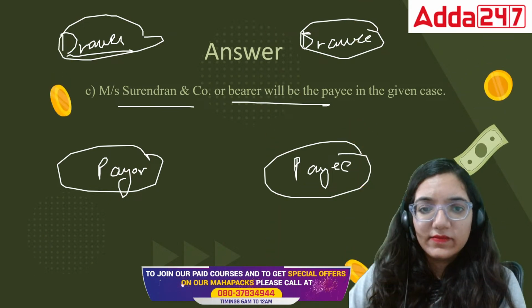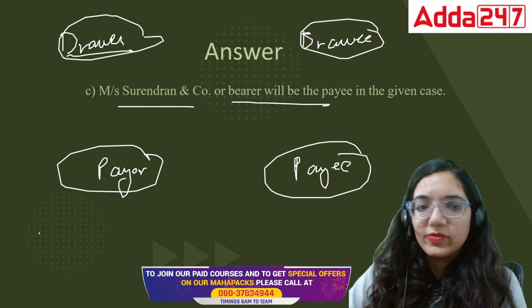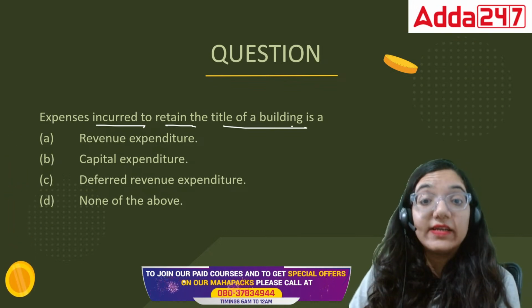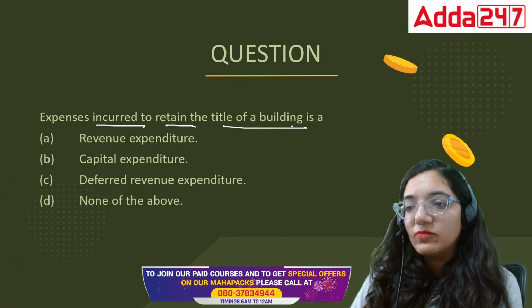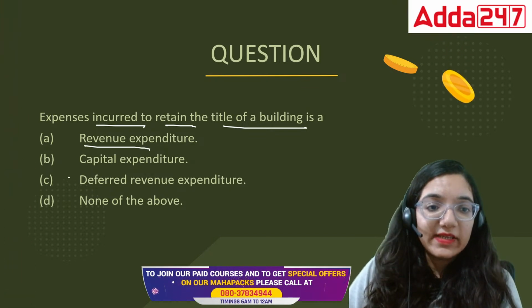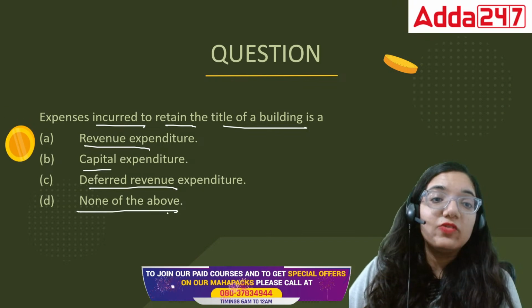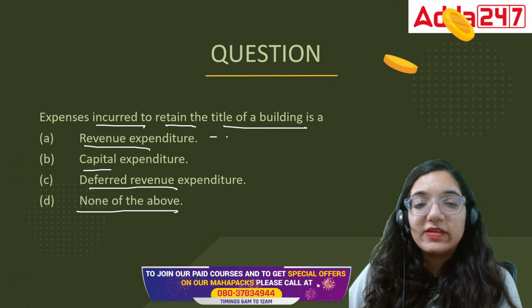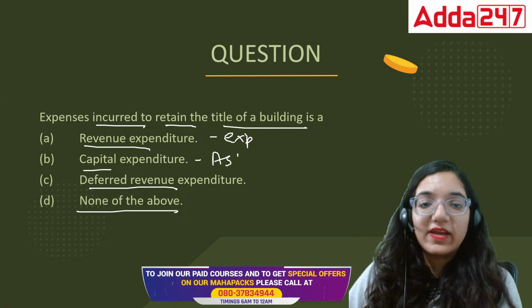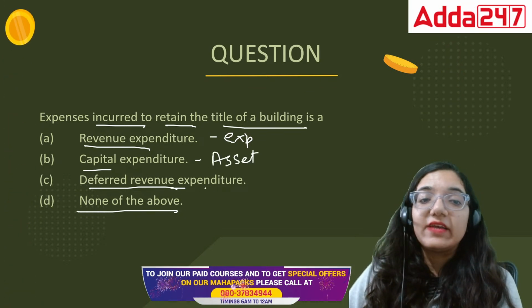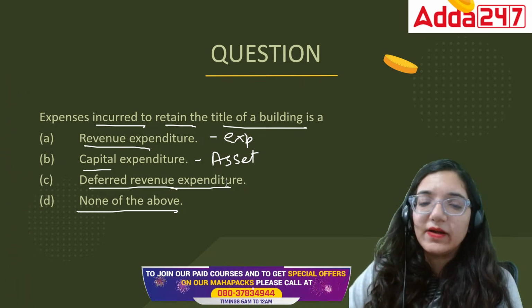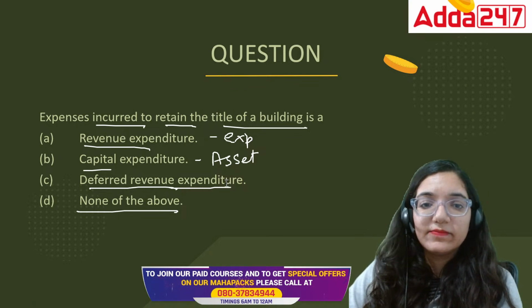Chaliye. The next question says, expenses incurred to retain the title of building. We are trying to retain the title of a building. That means we might have been fighting for it. Is it a revenue expenditure, capital expenditure, deferred revenue, or none? Revenue expenditure is for the daily expenses. Capital expenditure is for assets, when we are trying to purchase an asset or a liability. And deferred revenue is when we are delaying something. We did our part, but then we are delaying it.